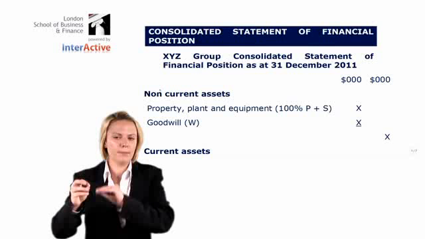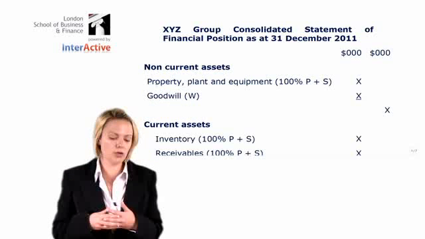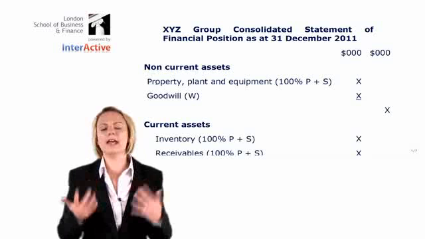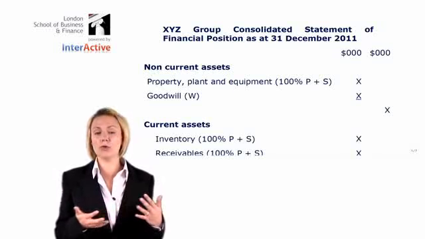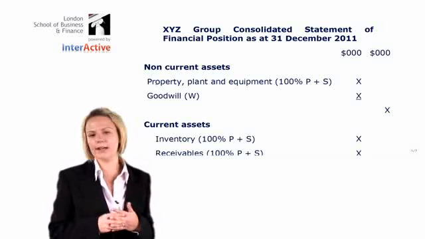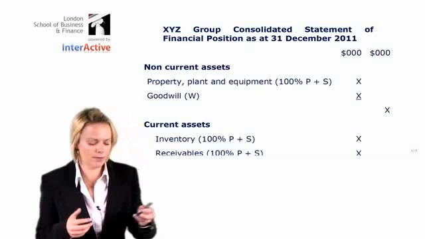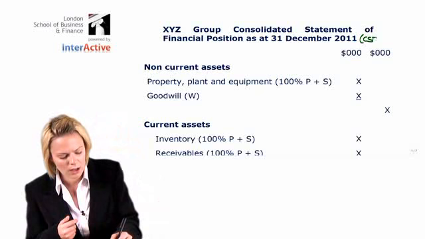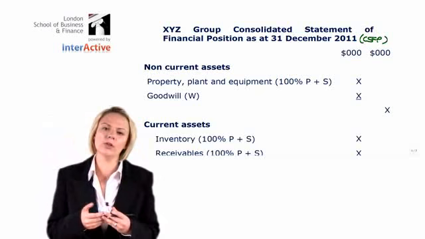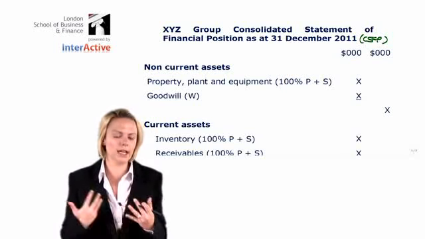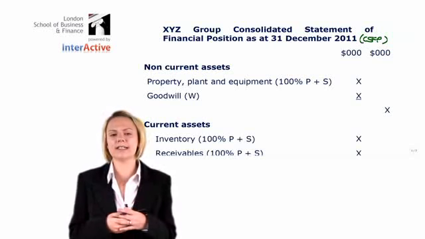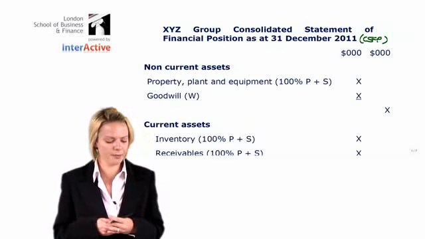So, can you see then that in your notes we have XYZ group, consolidated statement of financial position as at the 31st of December 2011. So it would be the name of the parent company, group, consolidated statement of financial position. Now when I refer to the consolidated statement of financial position, I might write CSFP, just because it's easier. CSFP stands for the Consolidated Statement of Financial Position.